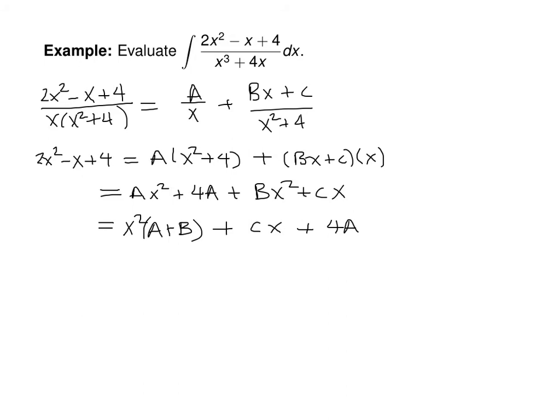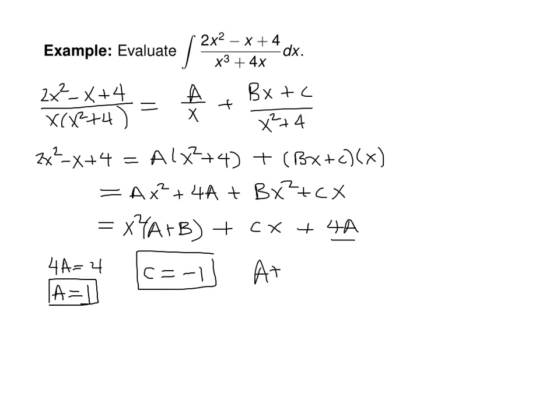Now, not so bad. Because 4a is the only constant term, 4a is going to have to equal 4. Therefore, a is equal to 1. Cx, just c. C is the coefficient of the x. So c will have to equal -1. And then lastly, a plus b must equal 2, and since a is 1, 1 plus b must equal 2, and therefore b has to also be 1.